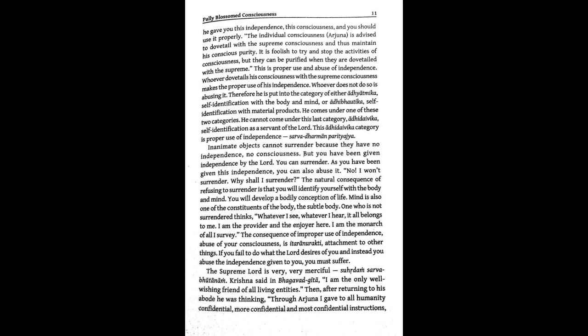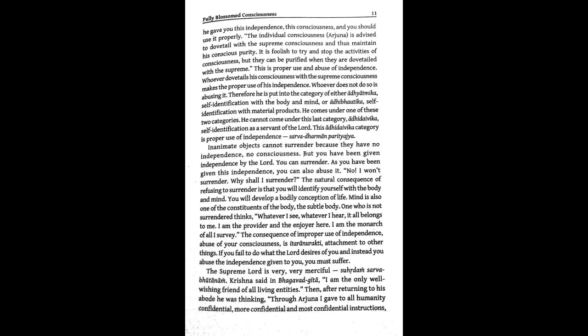One who is not surrendered thinks, whatever I see, whatever I hear, it all belongs to me. I am the provider and the enjoyer here. I am the monarch of all I survey. The consequence of improper use of independence, abuse of your consciousness, is itaranuragati, attachment to other things. If you fail to do what the Lord desires of you, and instead you abuse the independence given to you, you must suffer. The Supreme Lord is very, very merciful. Suhridam sarva bhutanam. Krishna said in Bhagavad Gita, I am the only well-wishing friend of all living entities.